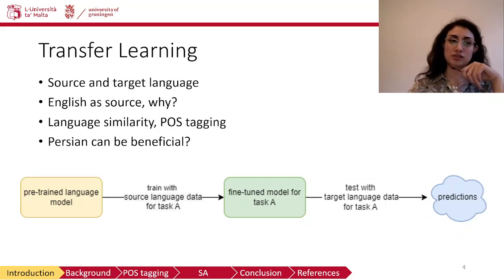But recent studies have shown that language similarity can play a role and has a positive impact on the performance of the model for the POS tagging task. We were interested to explore if Persian can be beneficial for any other languages.